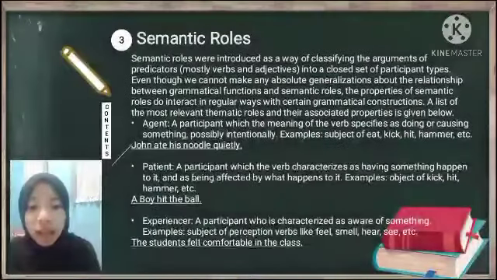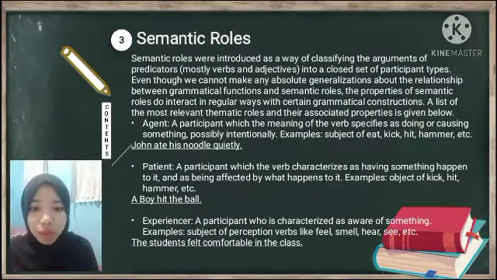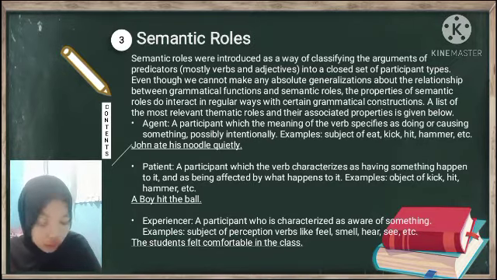I'm Elysa. Here I want to continue this material. I want to explain about semantic roles.